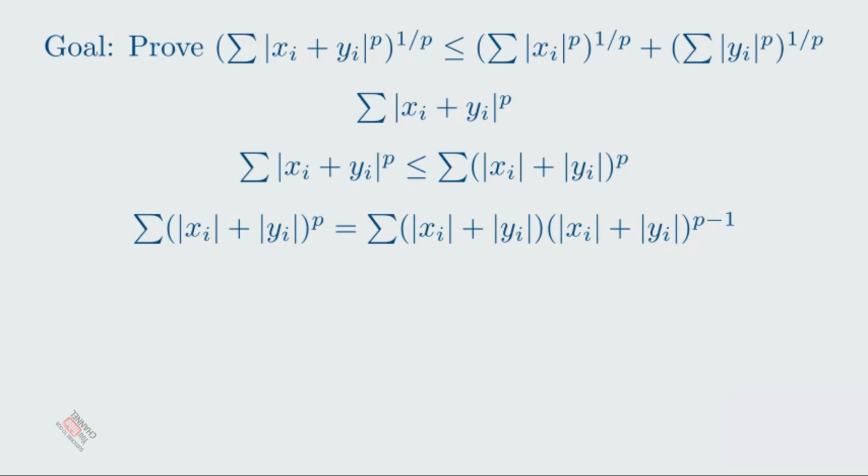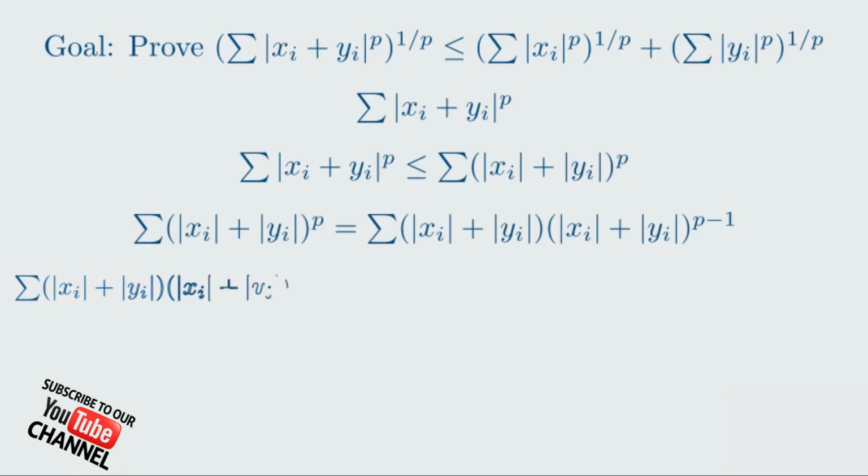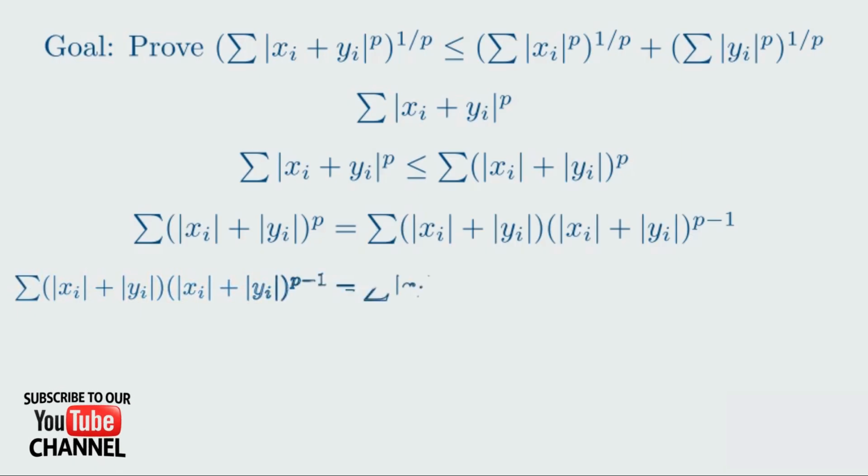Why do this? Because it allows us to distribute the first factor, which will create two new sums. Each of these new sums is perfectly structured for us to apply Hölder's inequality. Distributing the |x_i| + |y_i| term, we get two distinct sums, the sum of |x_i| times the other term and the sum of |y_i| times the other term. This is a crucial decomposition.